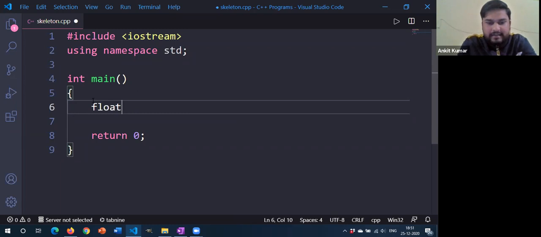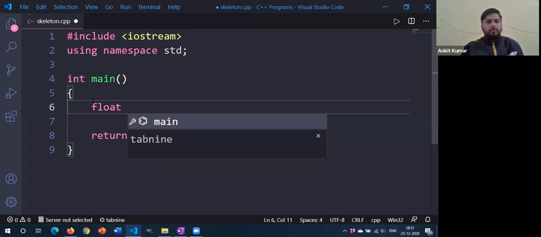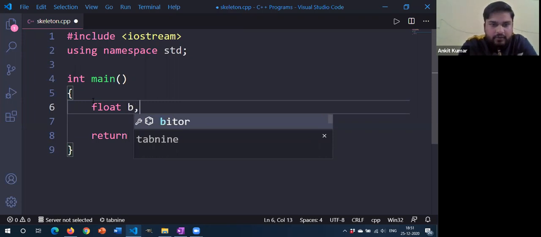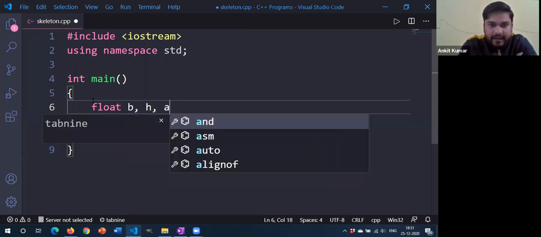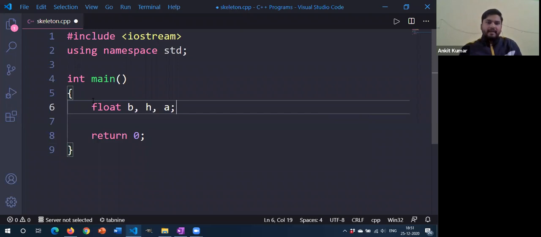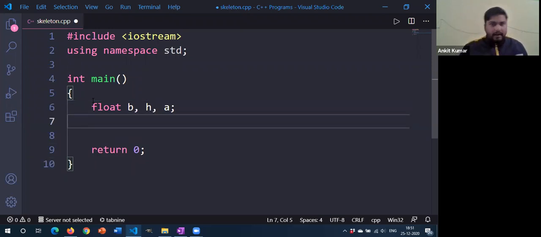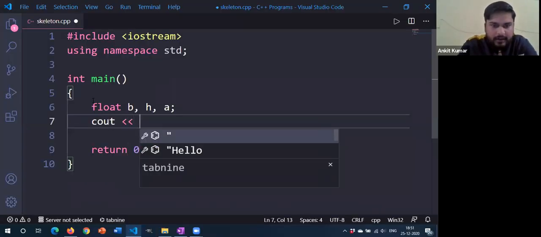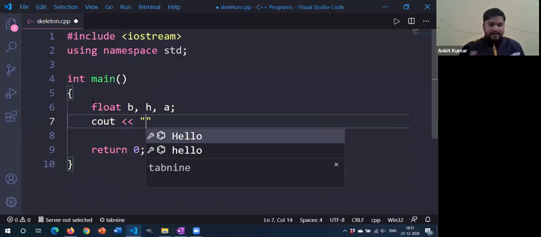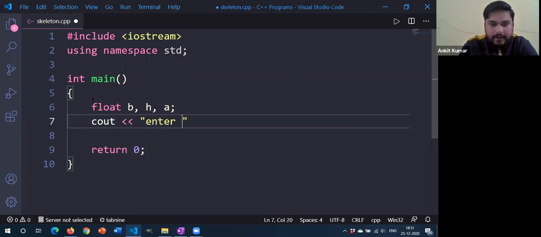Let us use the data type float because the values can be in decimal form as well. We'll use b, h, and a, where a is for area, b for base, and h for height. Always remember, whatever variables you use should be meaningful. Now cout, and we want to write: enter base and height.